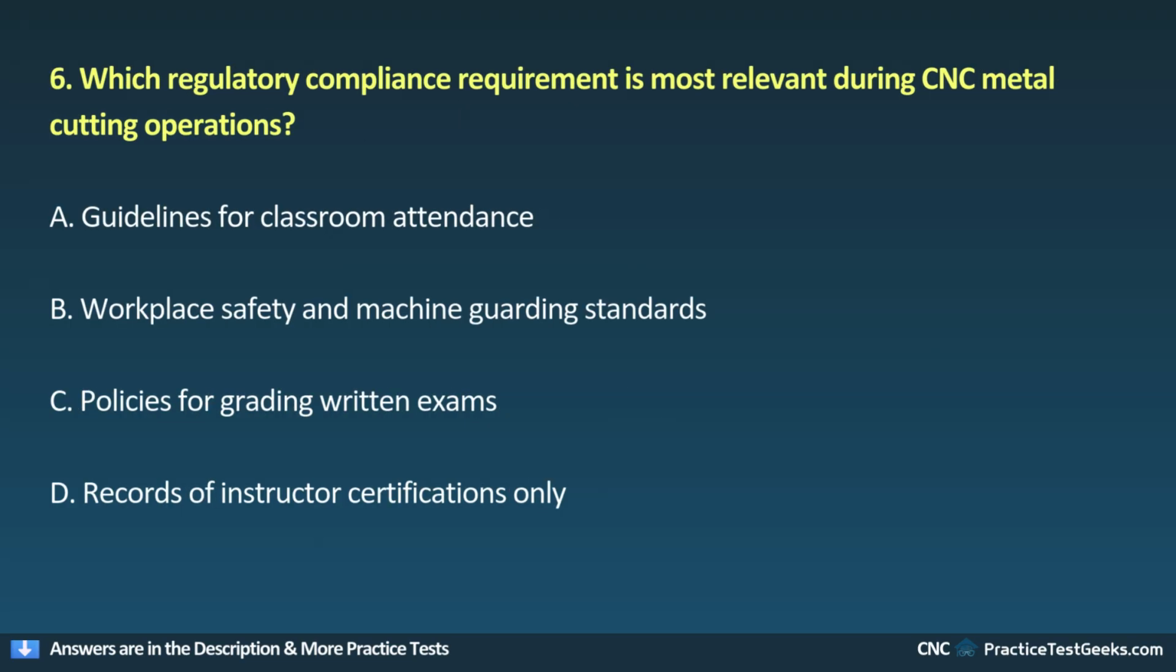6. Which regulatory compliance requirement is most relevant during CNC metal cutting operations? A. Guidelines for classroom attendance. B. Workplace safety and machine guarding standards. C. Policies for grading written exams. D. Records of instructor certifications only.